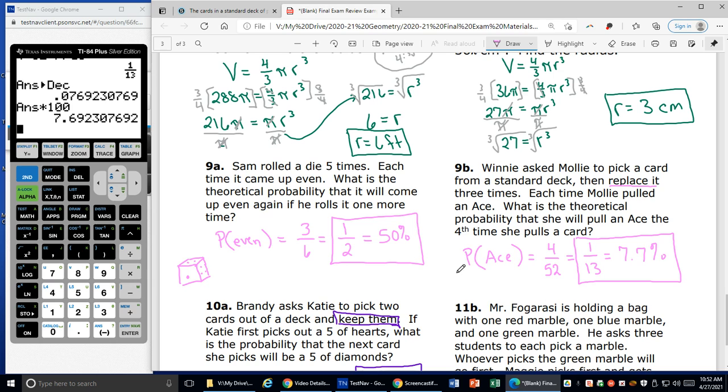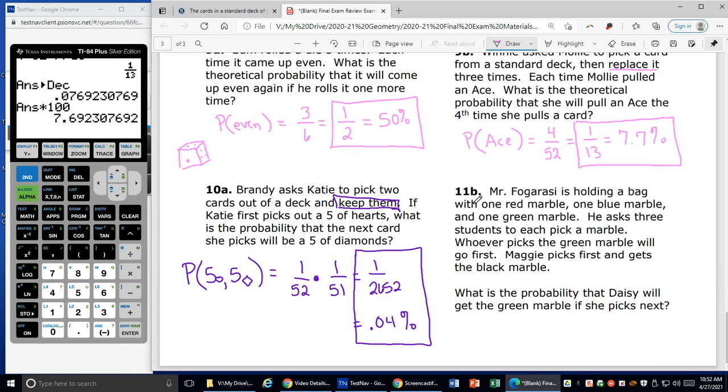Okay, let's look at the last one. I know it says 11b. I think there's some sort of typo here. It should match with 10a. Mr. Fogarasi is holding a bag with 1 red marble, 1 blue marble, and 1 green marble. He asks 3 students to each pick a marble. Whoever picks the green marble will go first. Maggie picks first and gets the black marble. What is the probability Daisy will get the green marble if she picks next?